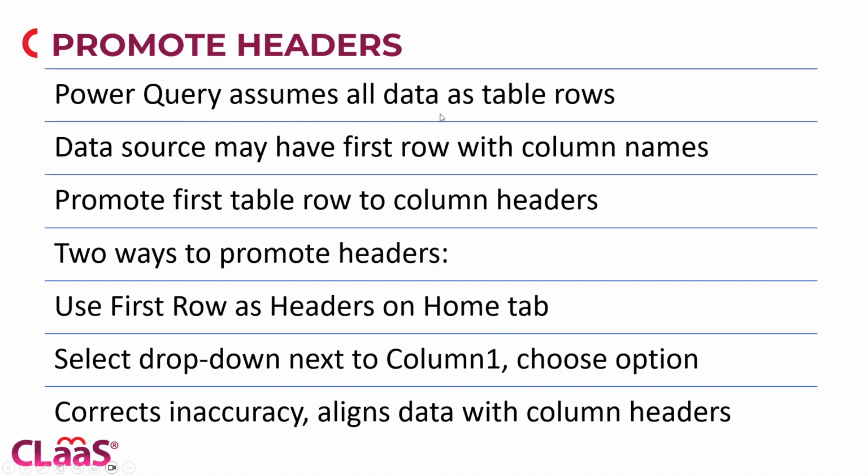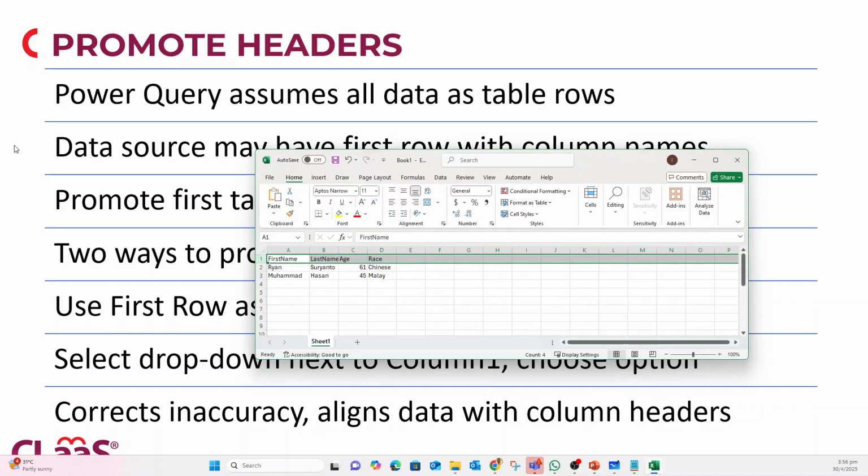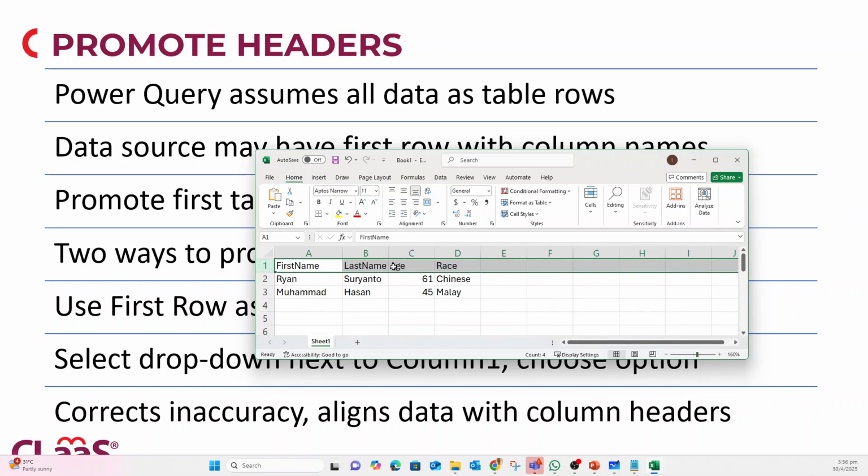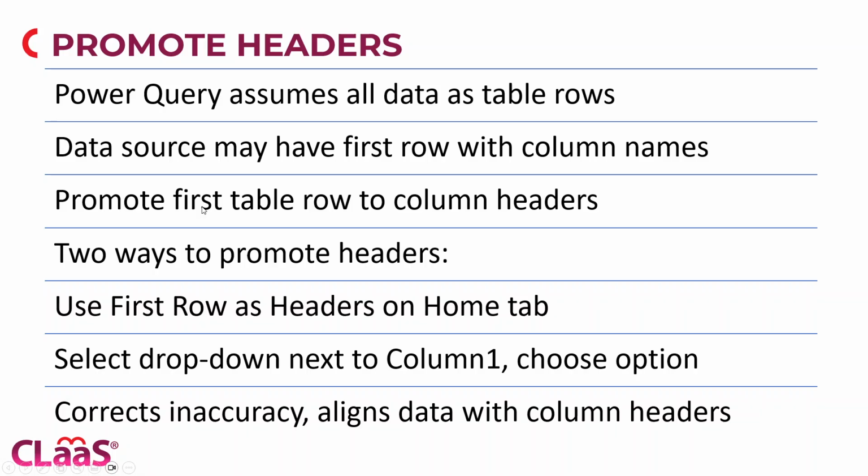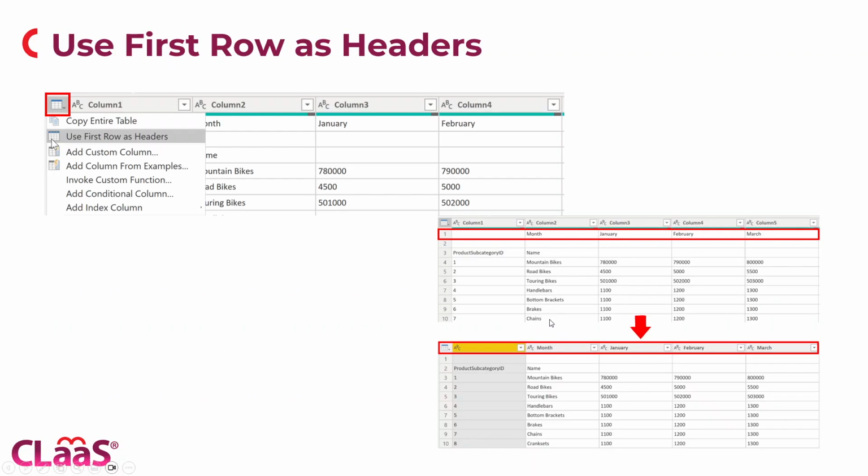Power Query assumes that all data is table rows. The data source may have the first row with the column names, like just now. Sometimes you don't have the column names, so you need to give the names manually. If the first row is a column header, you need to promote the first table row to column headers. How to do that? On the Home tab, use first row as header, or select the drop down next to Column 1 like this. So in the Home tab, then use first row as header.